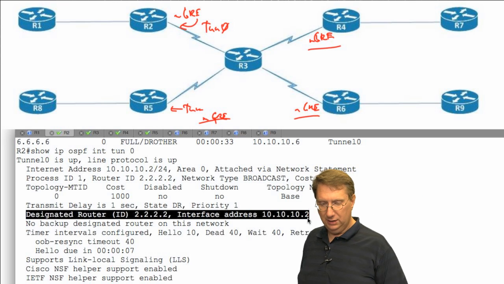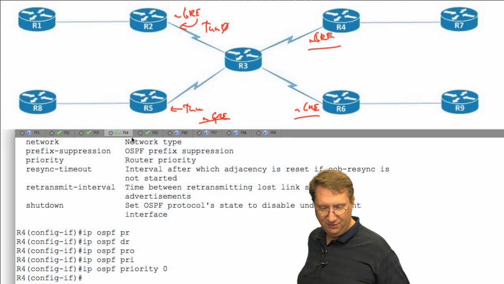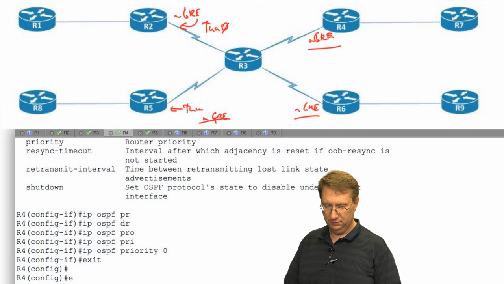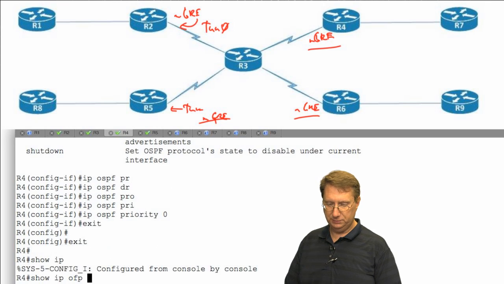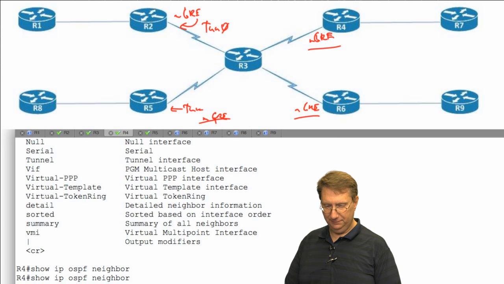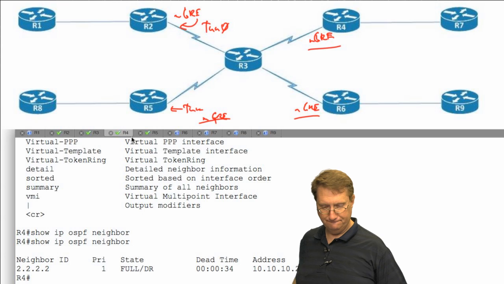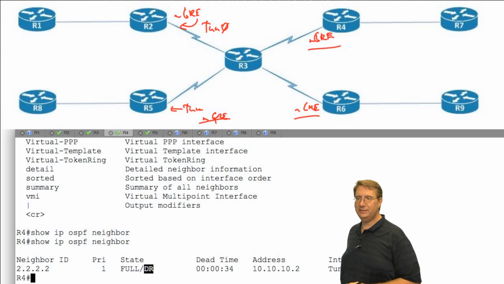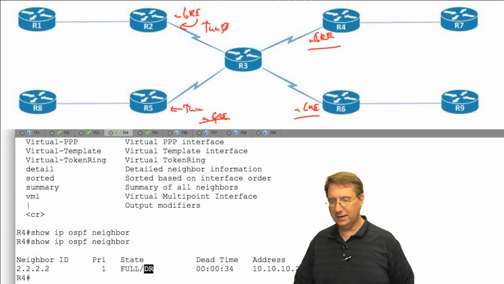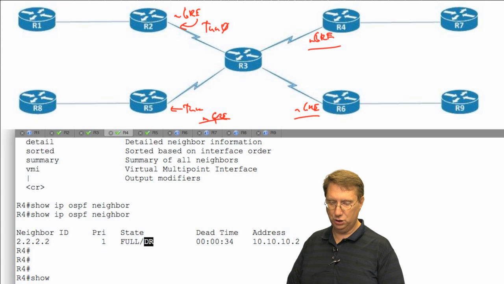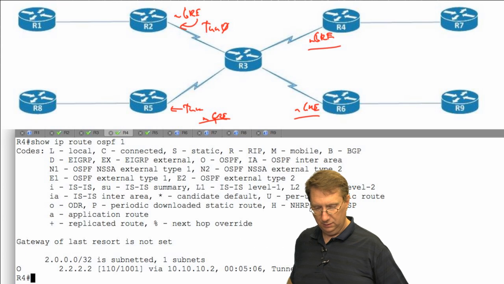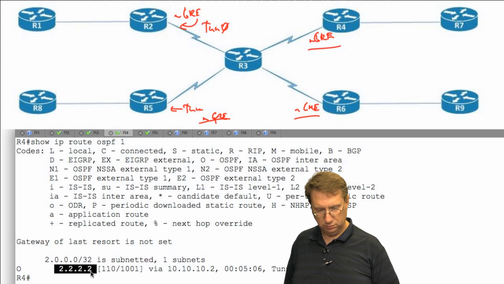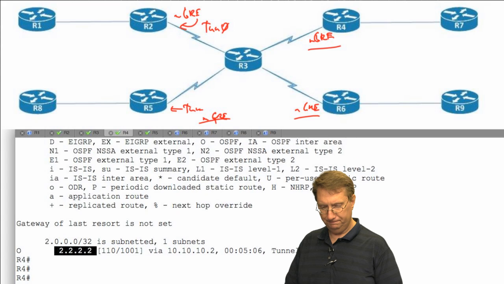So, looking at this, all I want to do is verify that none of these devices are BDRs. End, show ip ospf neighbors, and what do we see? DR. So if we went through and checked each one of these, everything would be designated as the designated router. Now let's take a look at routing information. So show ip route ospf 1. Well, let's see, I've got 2, but what's happening?